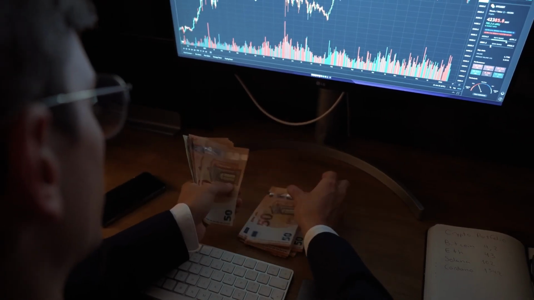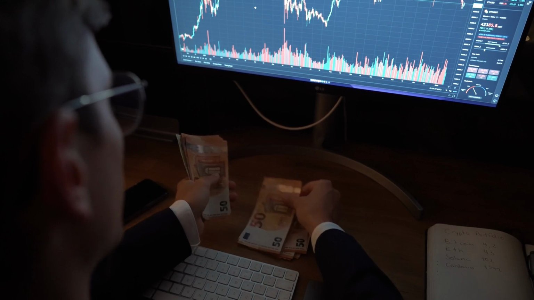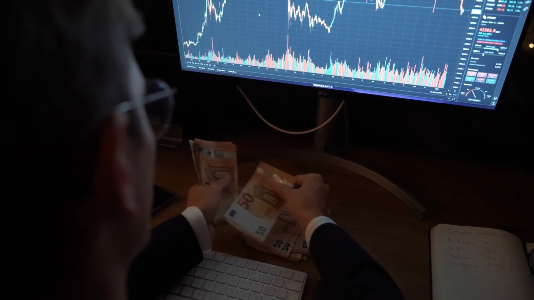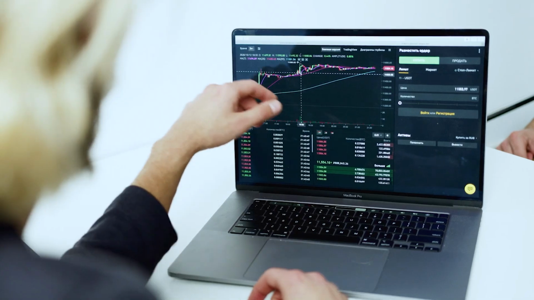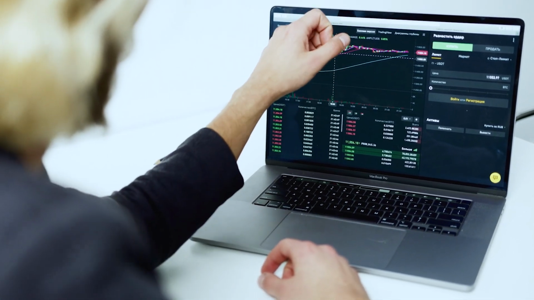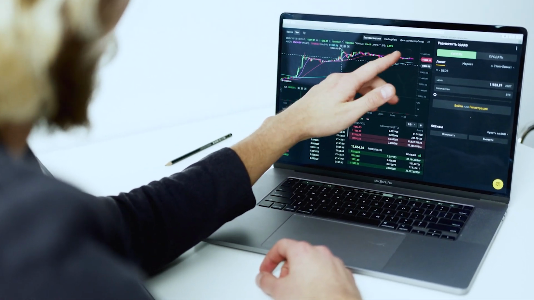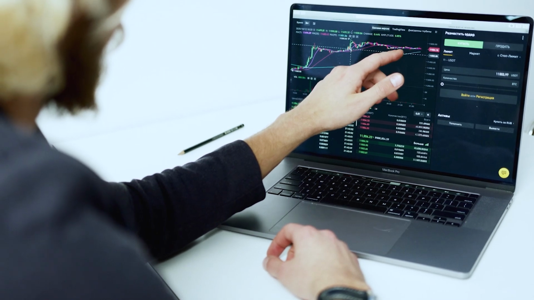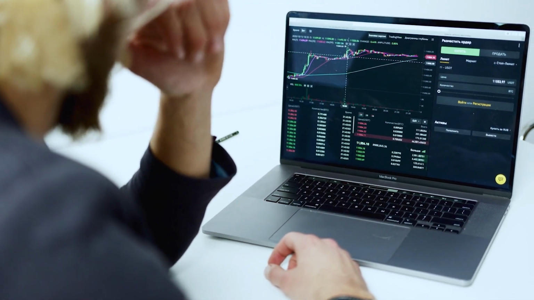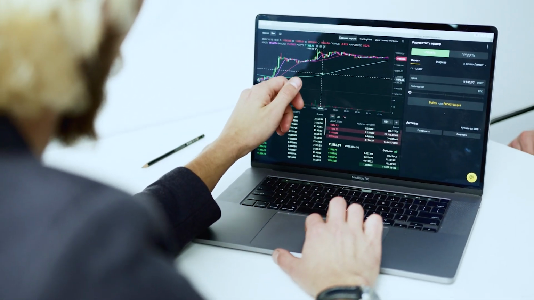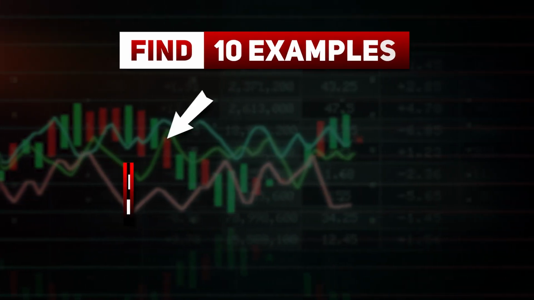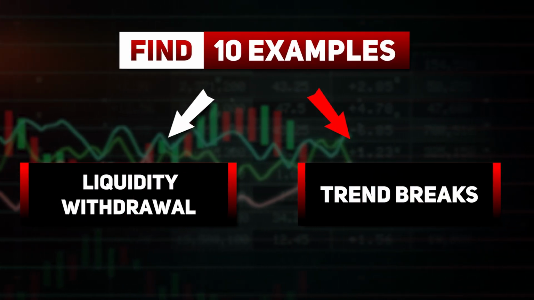Every day, thousands of traders make mistakes, losing money because they don't understand what's really going on in the chart. But you now know better. You have everything you need to stop being a victim of manipulation and start using this knowledge to your advantage. And here's your assignment. Open the chart and find 10 examples of liquidity withdrawal and 10 examples of trend breaks.